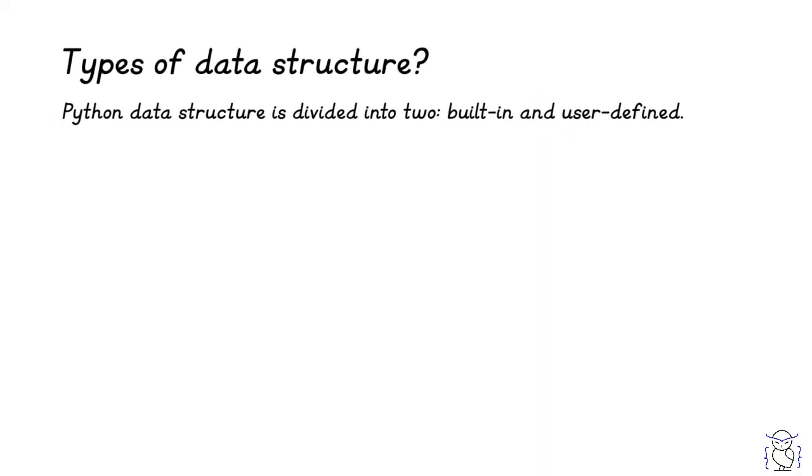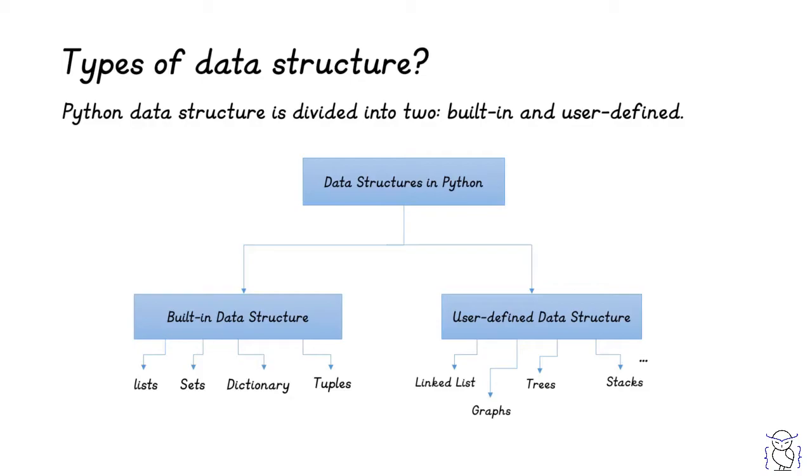Next topic, types of data structures. Python data structures are divided into two: built-in and user-defined. The implicit support for data structures, which enables one to store and access data, are the built-in data structures. These data structures are list, dictionary, sets, and tuples. Python also allows us to create our own data structures, so that comes under the category of user-defined data structures. The most known data structures are linked list, stack, queue, trees, and so on.